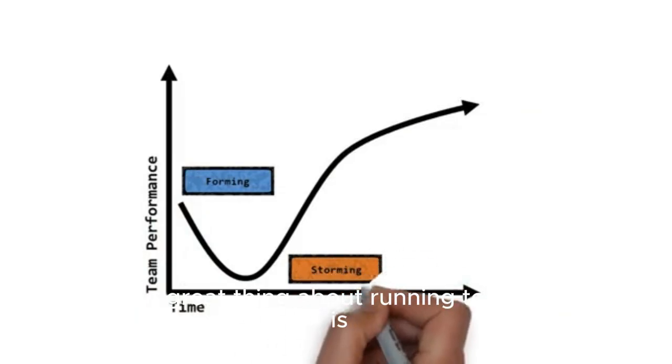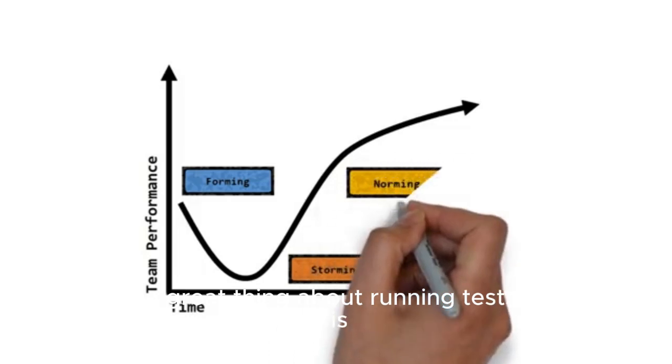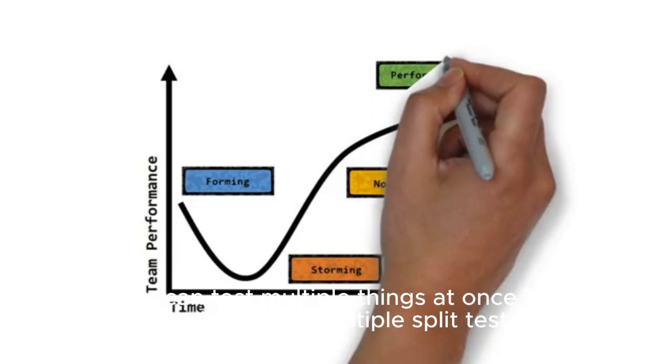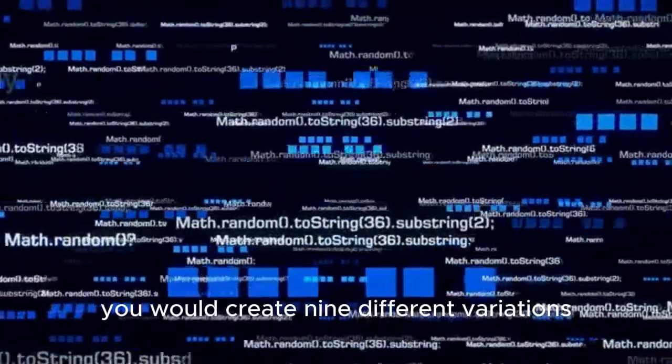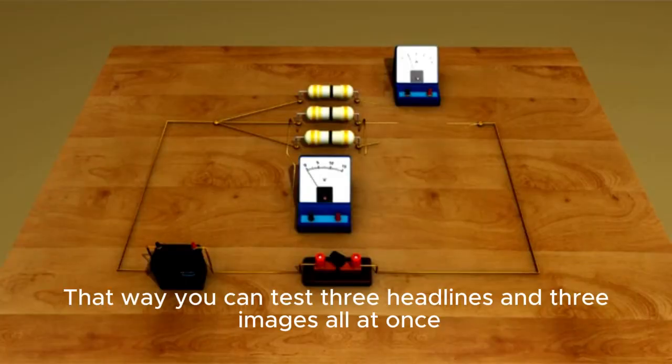Now, the great thing about running tests like this is that you can test multiple things at once without having to run multiple split tests. For example, if you wanted to test 3 different headlines and 3 different images, you would create 9 different variations. That way you can test 3 headlines and 3 images all at once.